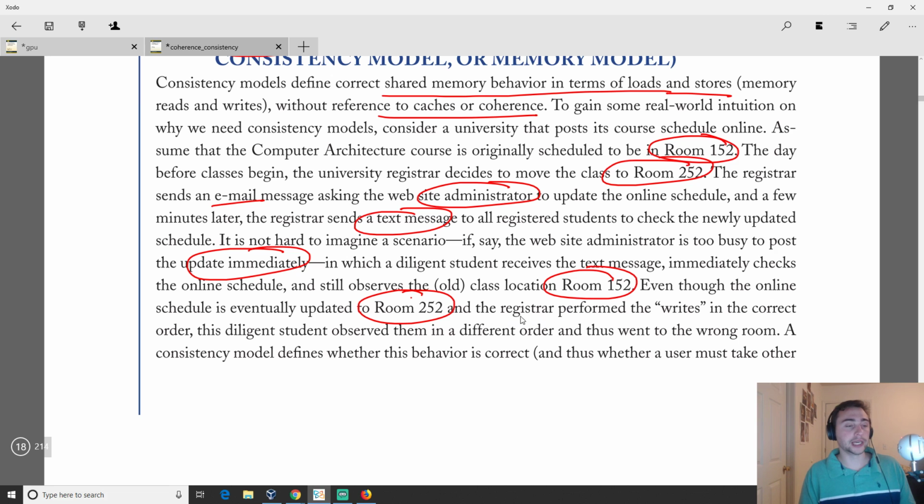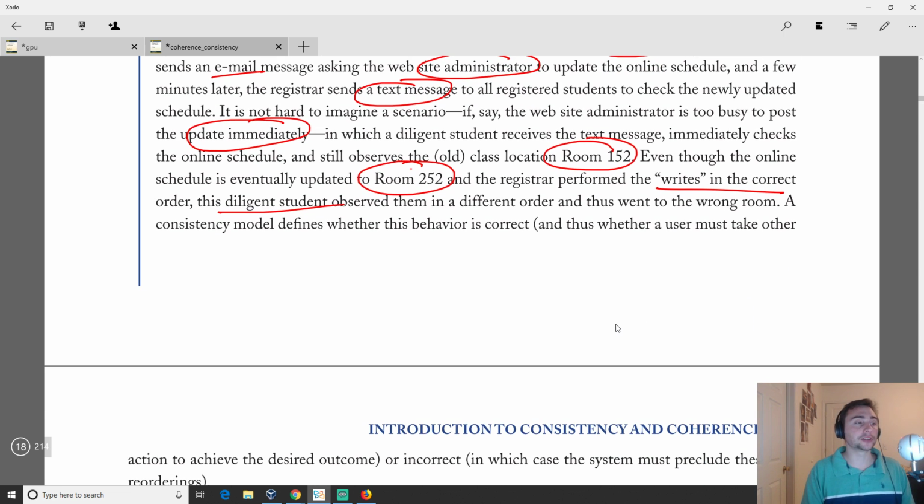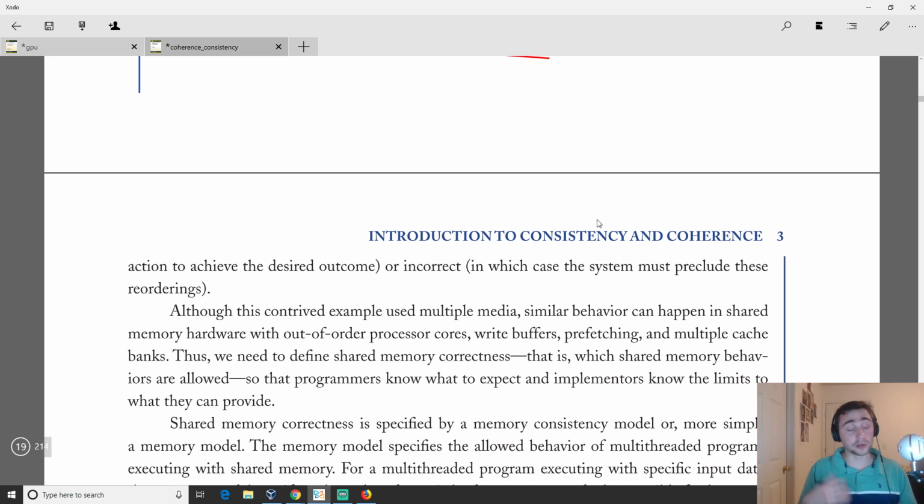So, even though the registrar performed the writes in the correct order, they updated the room on their end to be 252, and they told the site admin to update the room to be 252. Whoever that diligent student is, they saw a different order. So they saw the message that the room was updated before they saw the actual room number change. And so that's this incorrect ordering that memory consistency defines whether is correct or not. So again, that's this idea of loads and stores and their ordering.